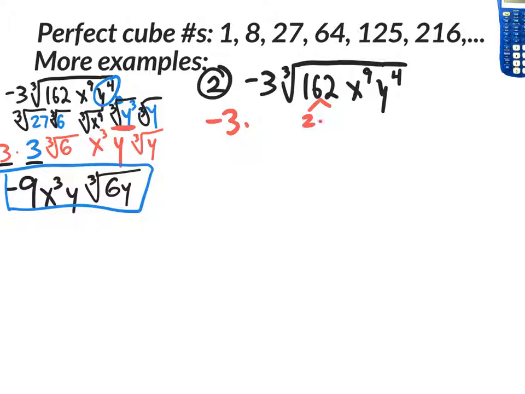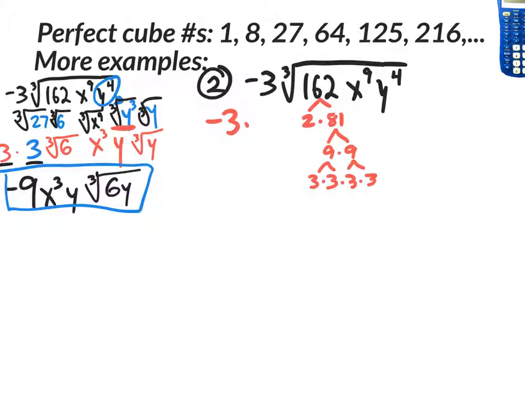I want to go 2 times, what is half of 162? 81, okay. And then 81 could be broken down to what? 9 times 9. And then 9 could be broken down to what? 3 times 3. And 9 could be broken down to 3 times 3. And that's as far as we could break things down, right?